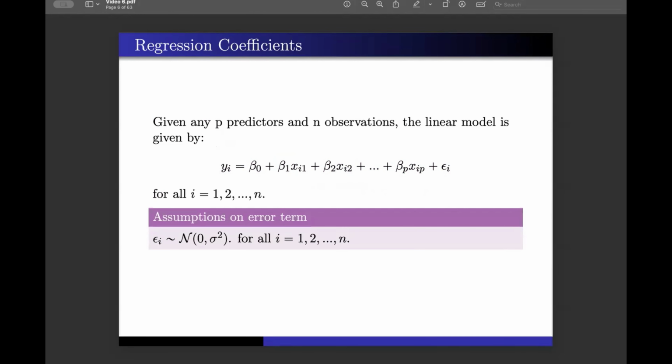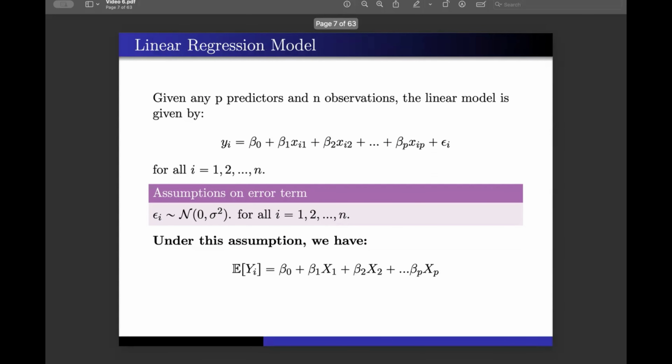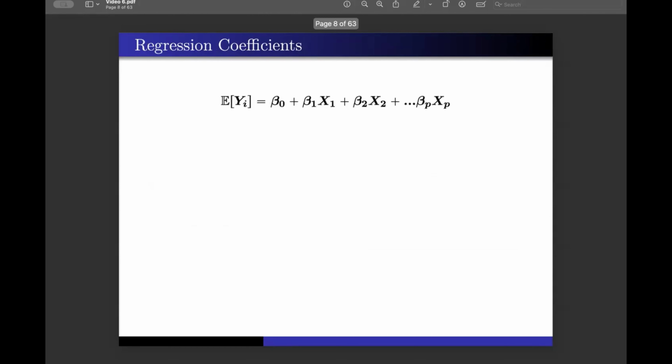And then we made some assumptions on this error term: that epsilon i is normally distributed with mean 0 and variance sigma squared. This is true for all i from 1 to n. And also we know that epsilon i and epsilon j are independent and identically distributed. And under this assumption, we have that the expected value of yi is equal to beta naught plus beta 1 x1 plus beta 2 x2 till beta p xp.